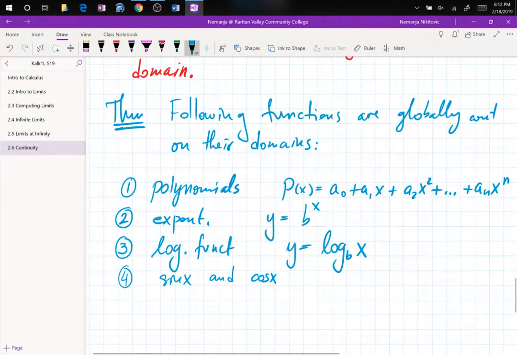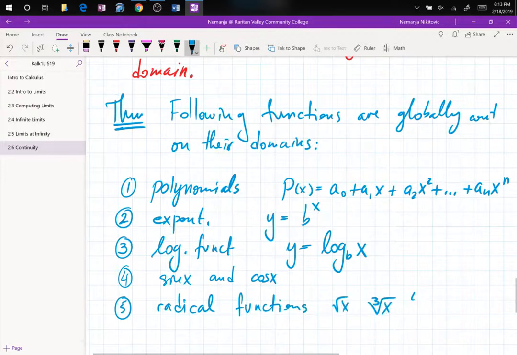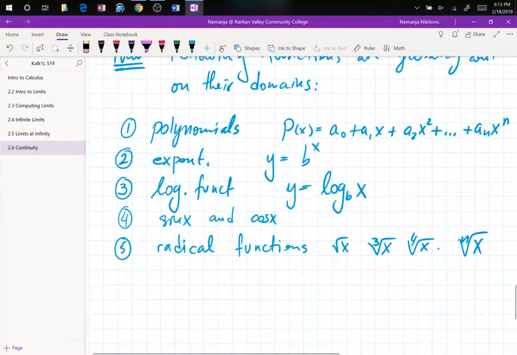So we have globally continuous functions. Remember, you draw the entire function from negative infinity to positive infinity, or for your square root or your log from 0 to infinity, you draw all of the lines that exist. You draw just one stroke, no asymptotes anywhere, right? Now we have radical functions, like square root of x, cube root of x, fourth root of x, and so on. I should just say nth root of x as a radical function.